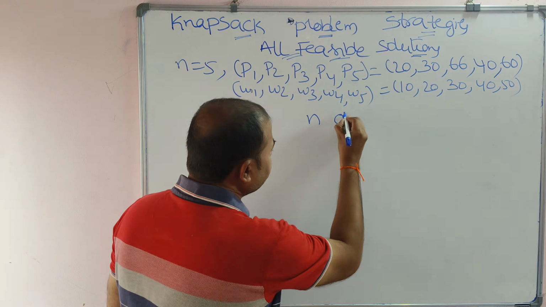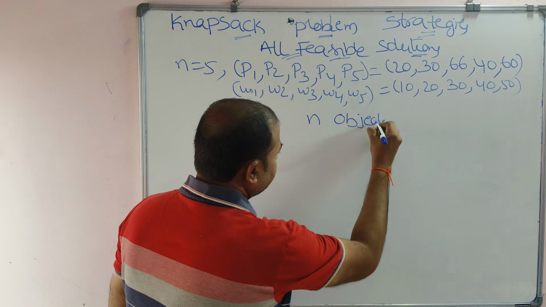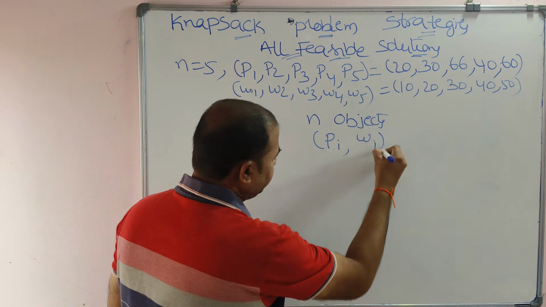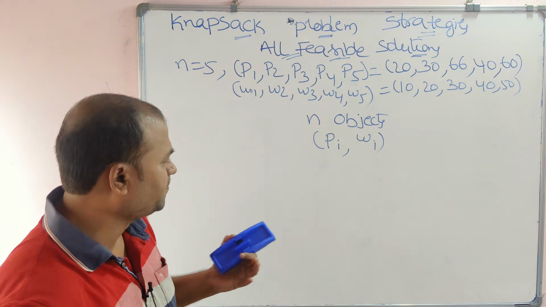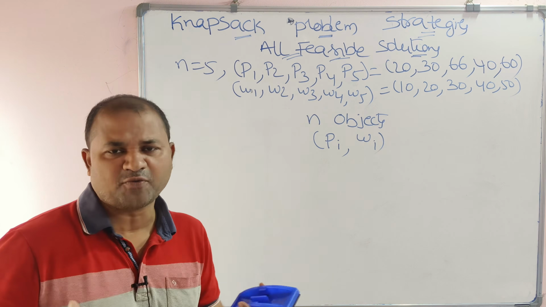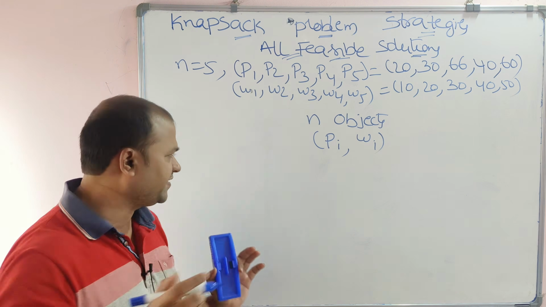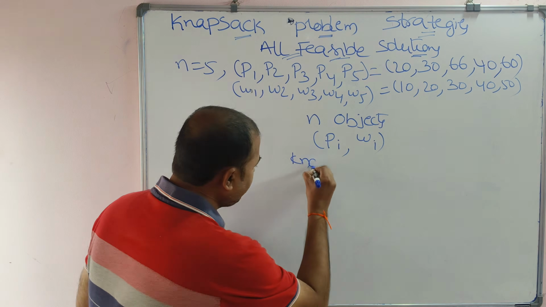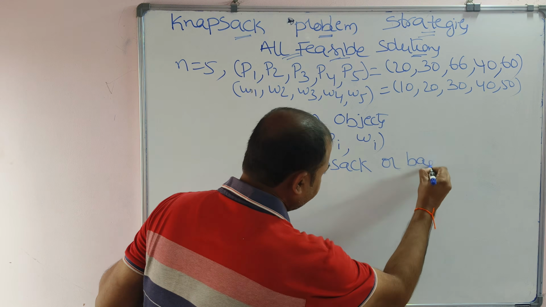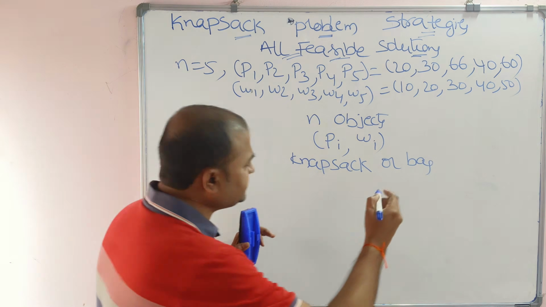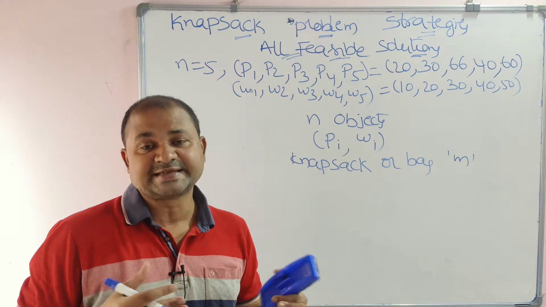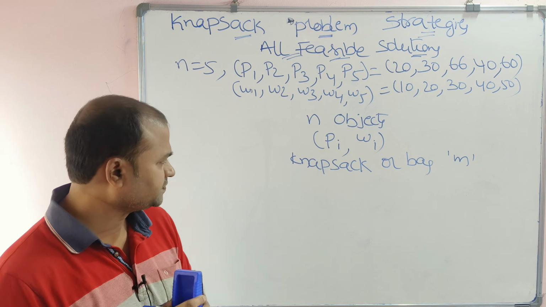Let n objects be given. Each object has a profit Pi and weight Wi. So the first object's profit is P1, weight is W1. The second object's profit is P2, weight is W2, likewise. Next, a knapsack or bag is given. So a knapsack is nothing but a bag. The weight or capacity or size of the knapsack is denoted by M.